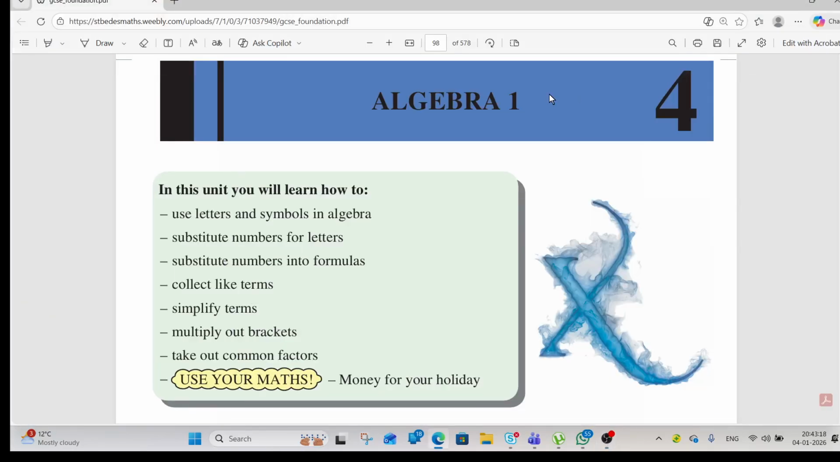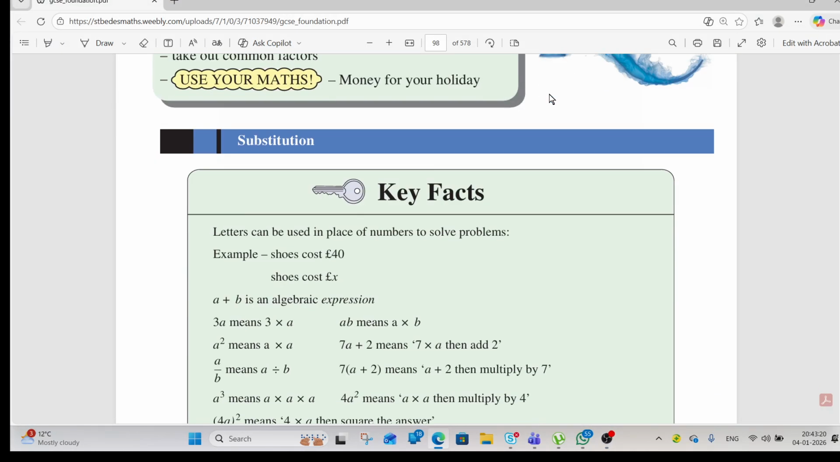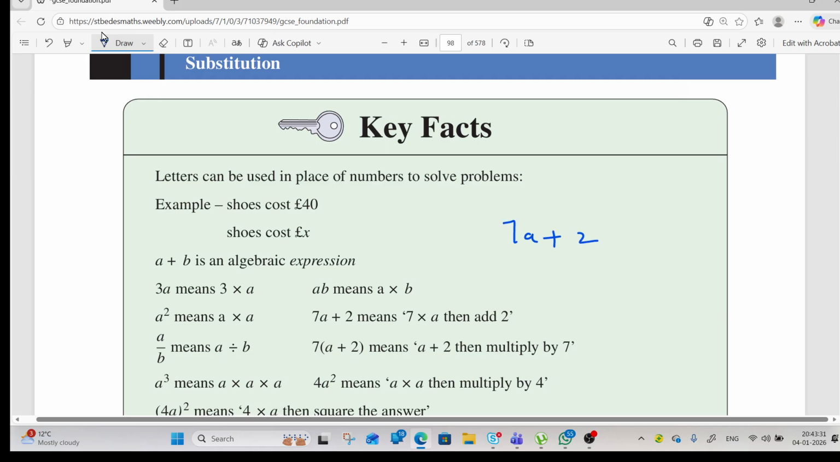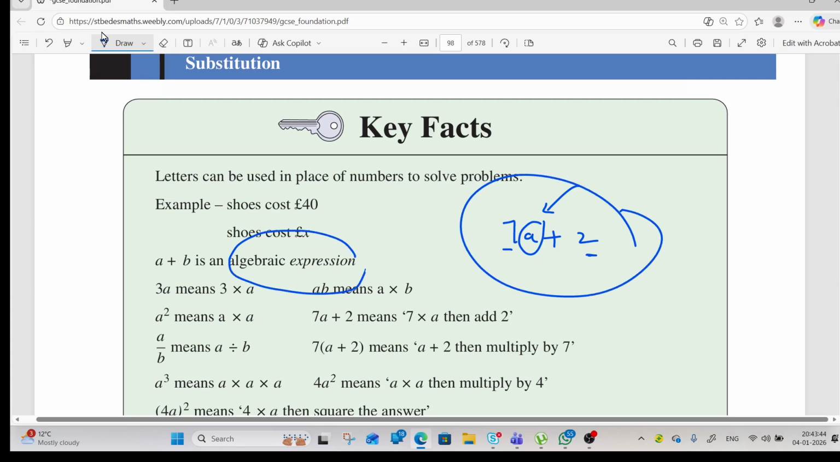So let's start with algebra 1. Basically in algebra we use letters, numbers, and some operations between them. For example, if I write 7a plus 2, a is a variable here. All the letters are called variables and these numbers are called constants. This is called an algebraic expression. An algebraic expression means it has numbers, letters and some operations.